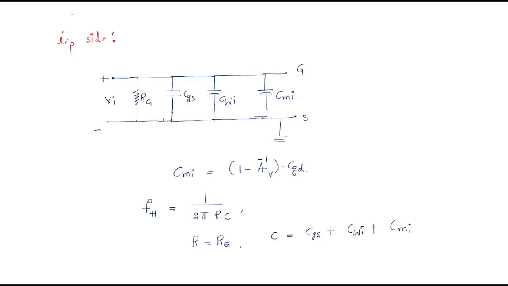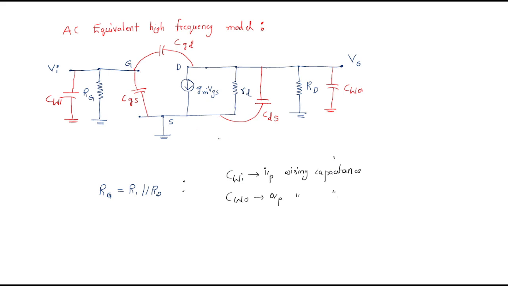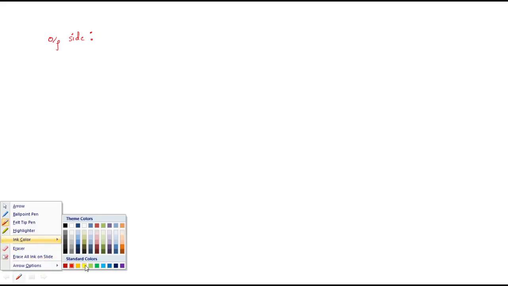So we will make it for the output side. This is the output side of the MOSFET. If you look at the output side here, the output side is between drain and source, like this. Initially there is a drain terminal and a source terminal.